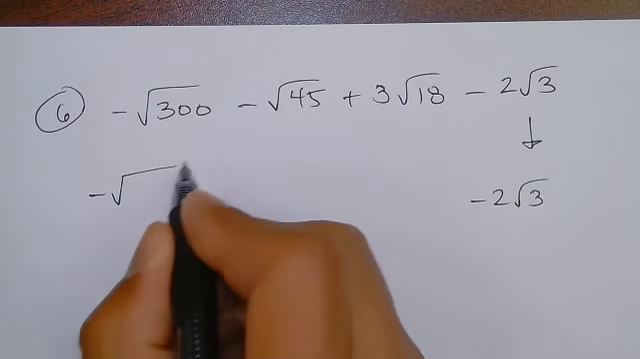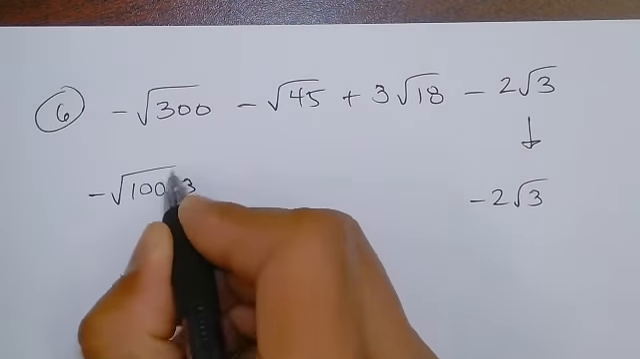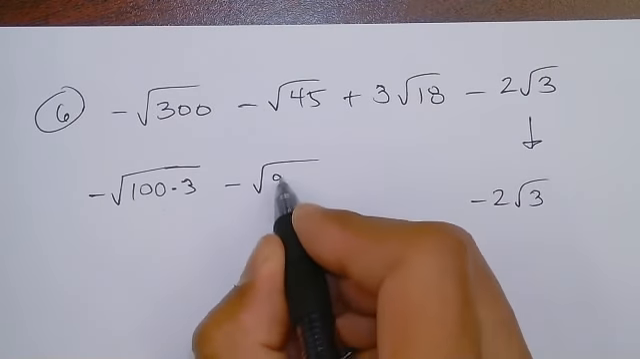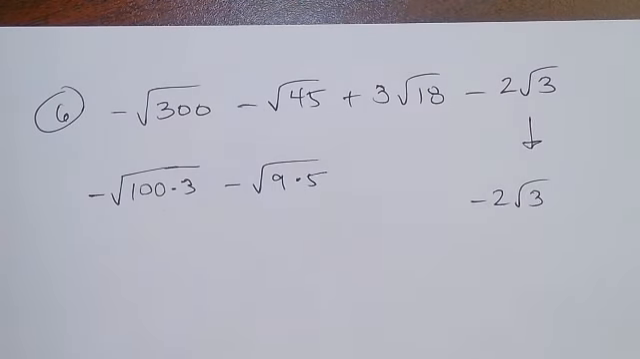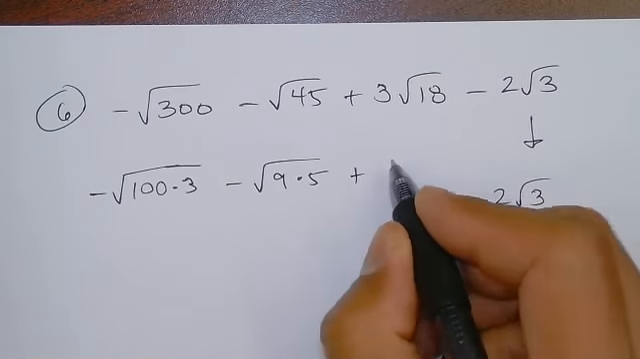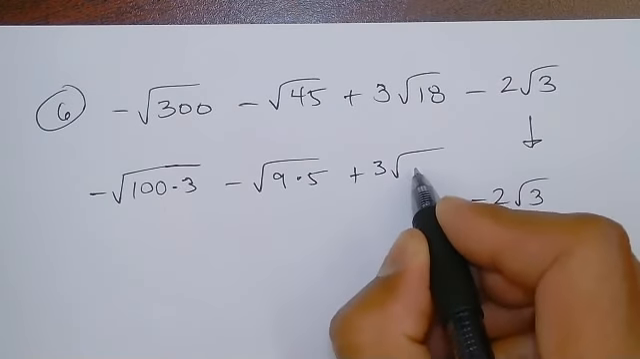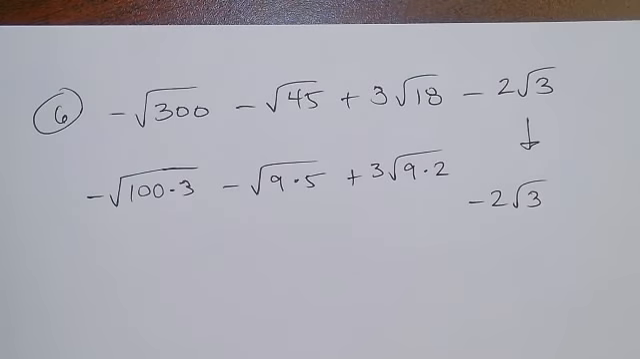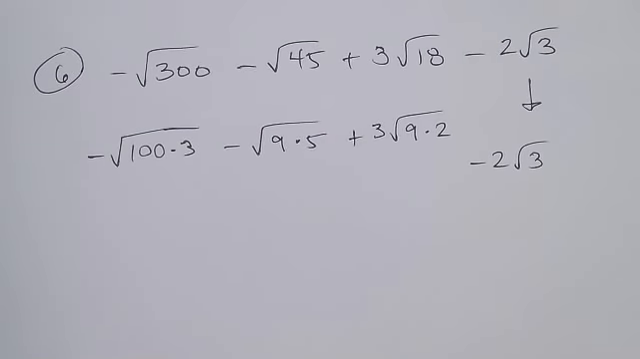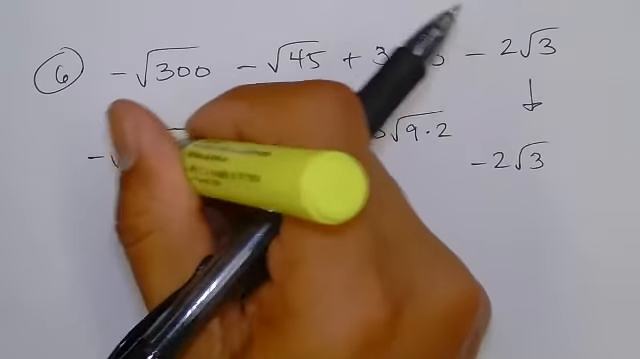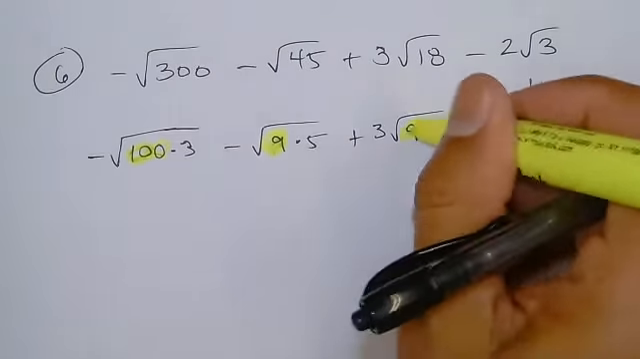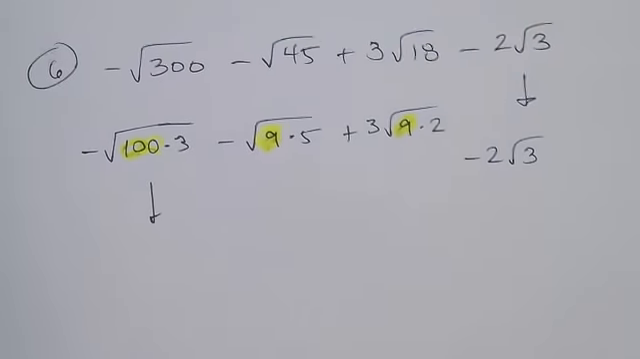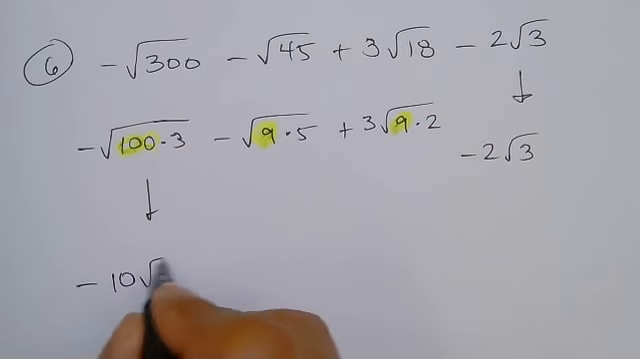Okay, this one doesn't need to be modified. This one is in its simplest form. 300 is going to be what? 100 times 3? Oh, yeah. That's an easy one. And 45 is 9 times 5. Oh, yeah. That's an easy one. And the 3 is outside, but the 18 is 9 times 2. Oh, yeah. Okay, these have perfect square roots, and they're coming out.